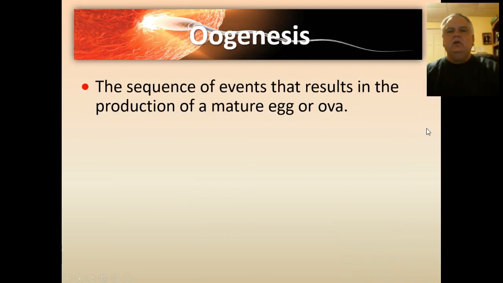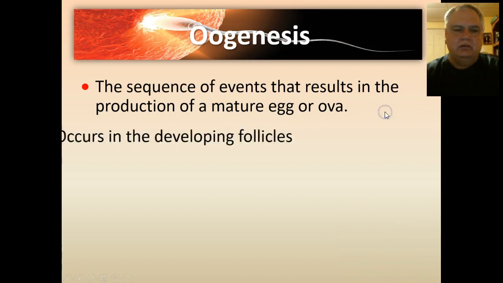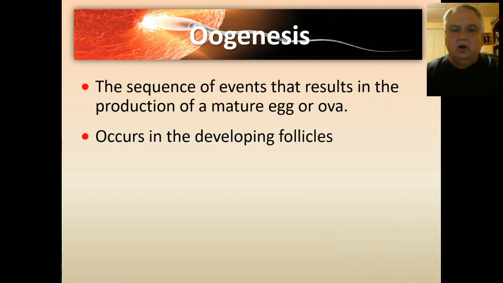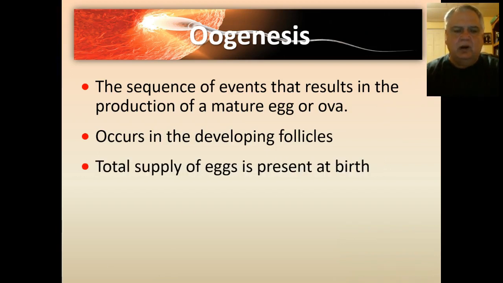Okay, so now that we have the basic functional anatomy of the female reproductive system down, let's go on to take a look at egg formation and development. This is referred to as oogenesis. So oogenesis is the sequence of events that results in the production of a mature egg or ova. This is occurring in the developing follicles, as we've seen in prior slides.